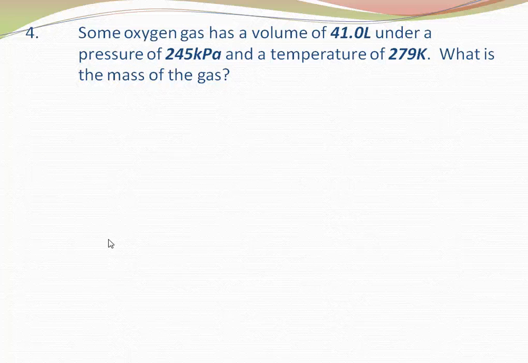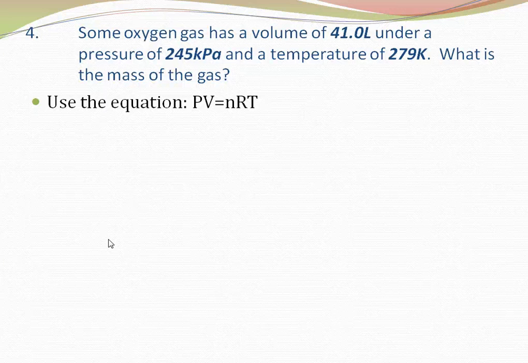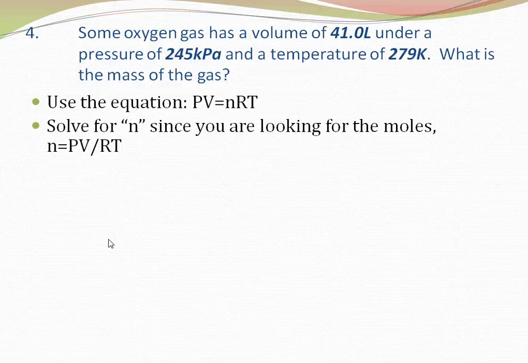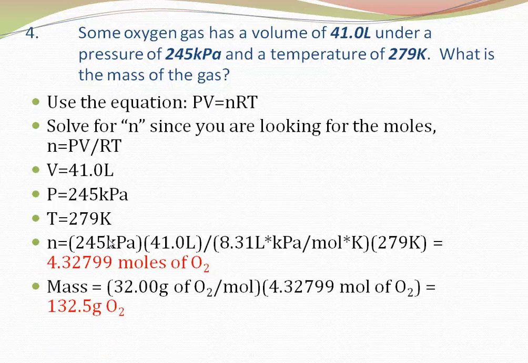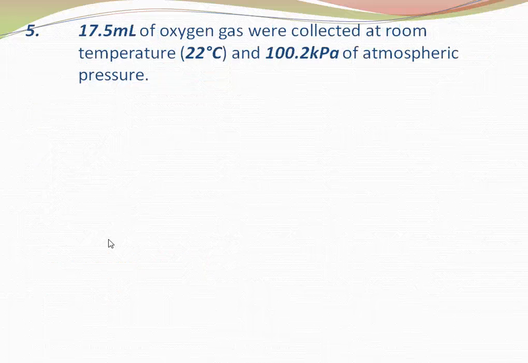Question 4 gives you the liters, the pressure, and the temperature, and you're looking for the mass. You use the equation PV equals nRT. You solve for n since you're looking for the moles. You plug in all your variables, and you get 4.32799 moles of oxygen. But to find the mass, you multiply the 32 grams of oxygen per mole times the moles of oxygen to give you 132.5 grams of oxygen.